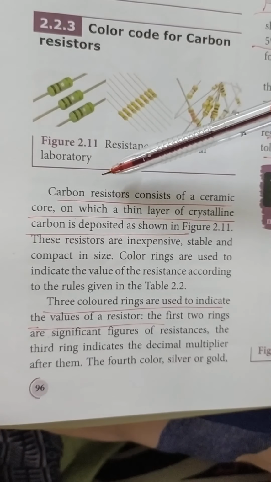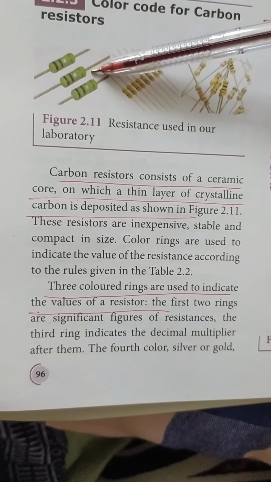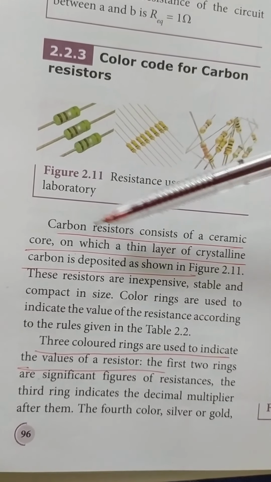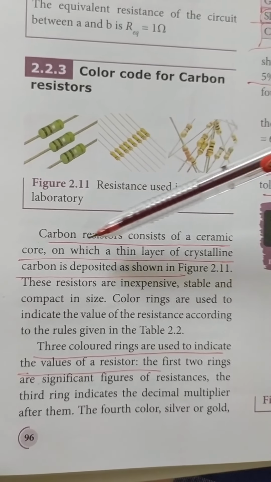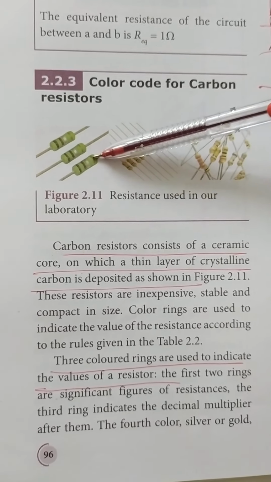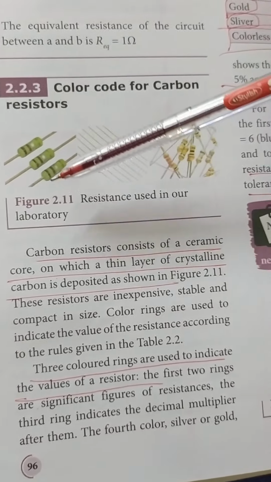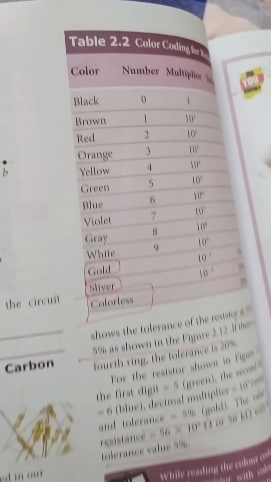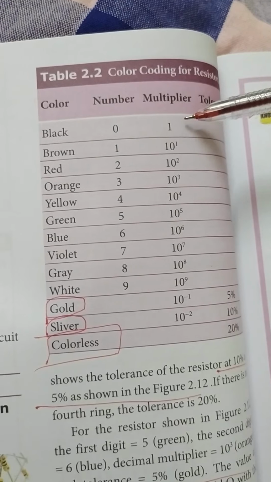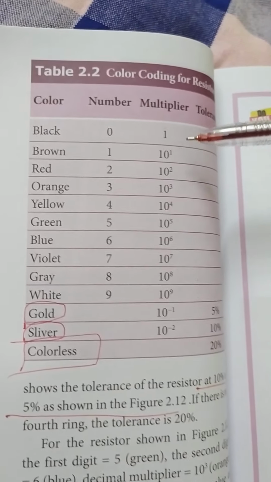So here usually in a laboratory you will be given a resistor and you have to find out the particular value. So carbon resistor consists of a ceramic core on which a thin layer of crystalline carbon is deposited. So actually this is carbon layer because carbon is an insulator. So this can be used as a resistor here, and here there is one tabular column given, color and a particular number assigned for each color and multiplier. Multiplier means this number is taken to be the power of 10.